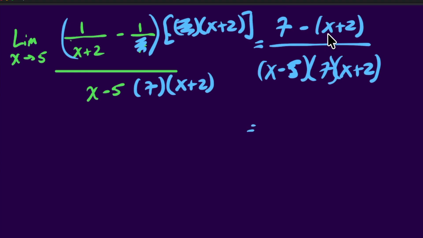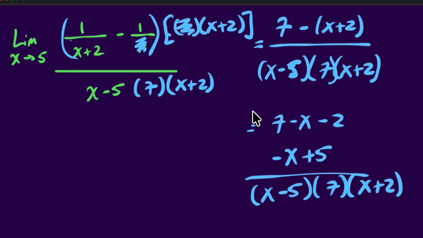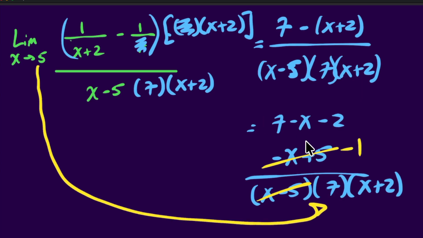When we simplify the numerator, we're going to have 7 minus x minus 2. The numerator is then going to become minus x plus 5. Now, minus x plus 5 and x minus 5 can be canceled out with a -1 resulting. So let's go ahead and do that. So we're going to cancel that and that. We're going to be left with -1. That's going to allow us to then plug in the 5 here, and our final limit answer is going to be -1 over 49.